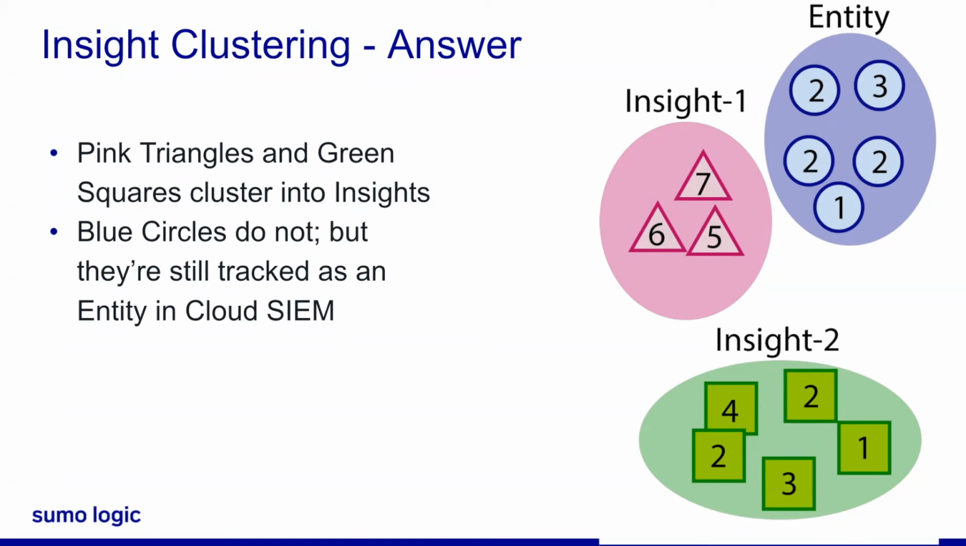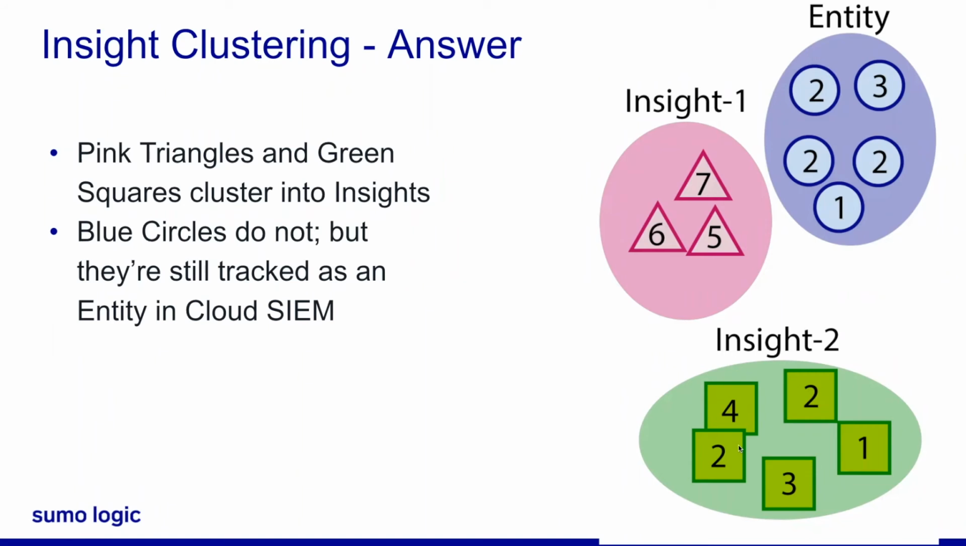Entity B, which are our green squares towards the bottom, these are going to cluster into an insight as well. The severity scores are pretty low, 1, 2, 3s, and 4s, but there's a bunch of them. And so they add up to 12. 12 is 12, which meets our creation of an insight.